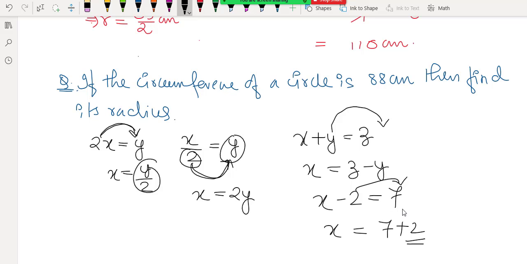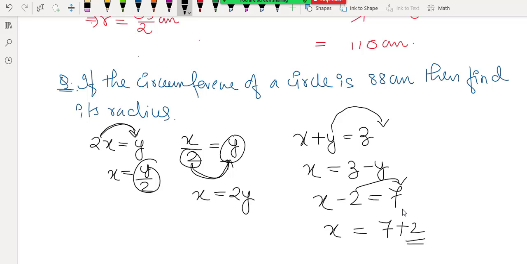Remember that multiplication will become division, division will become multiplication, addition will become subtraction, and subtraction will become addition. That means the plus sign will become a minus sign when we shift the number from the left hand side of the equation to the right hand side. And division will become multiplication in the same way when you shift the number from the left hand side to the right hand side of the equation.